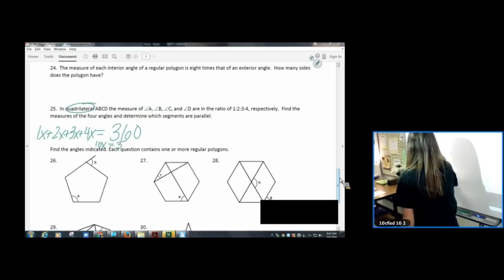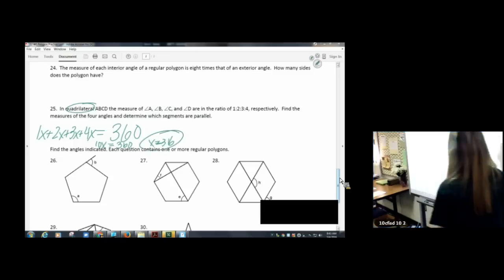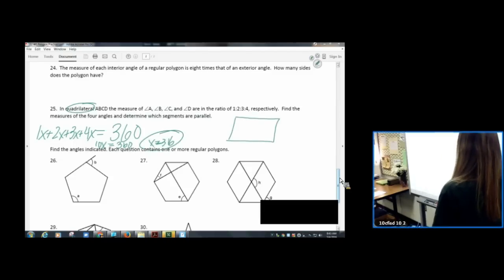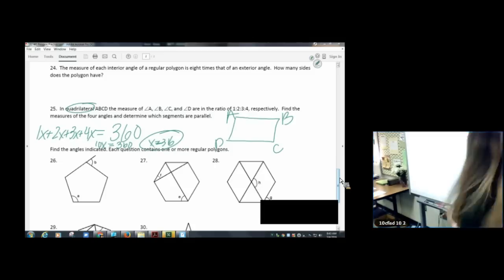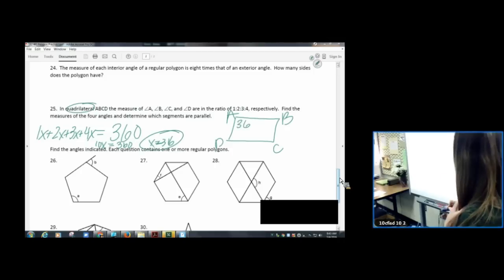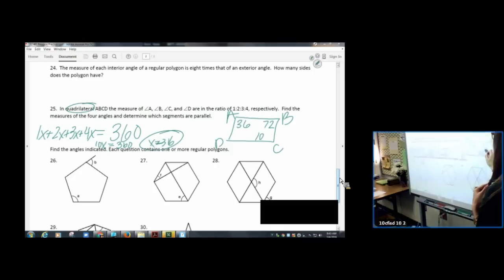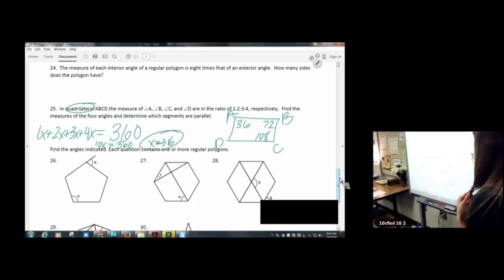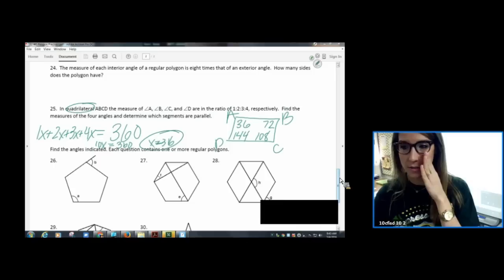10x equals 360. Just like in the warm-up, x ends up being 36. So let's draw a quadrilateral. Let's name it A, B, C, D. And let's find out what the angles are. Angle A is 1x. It's 36. Angle B is 2x, 2 times 36. Angle C is 3 times 36. And angle D is 4 times 36. So I have a quadrilateral with those angles.